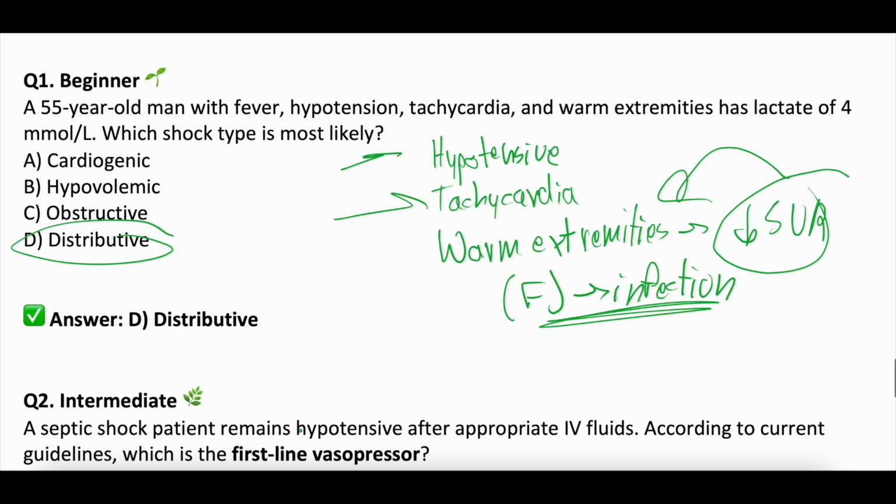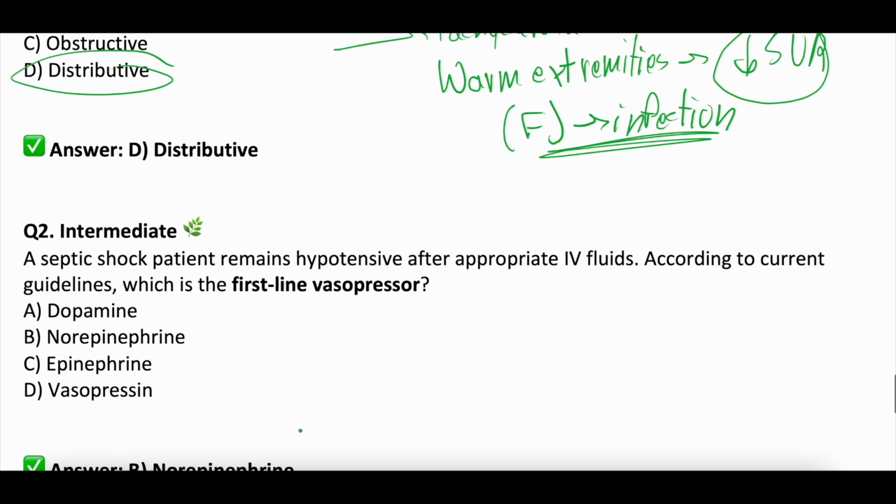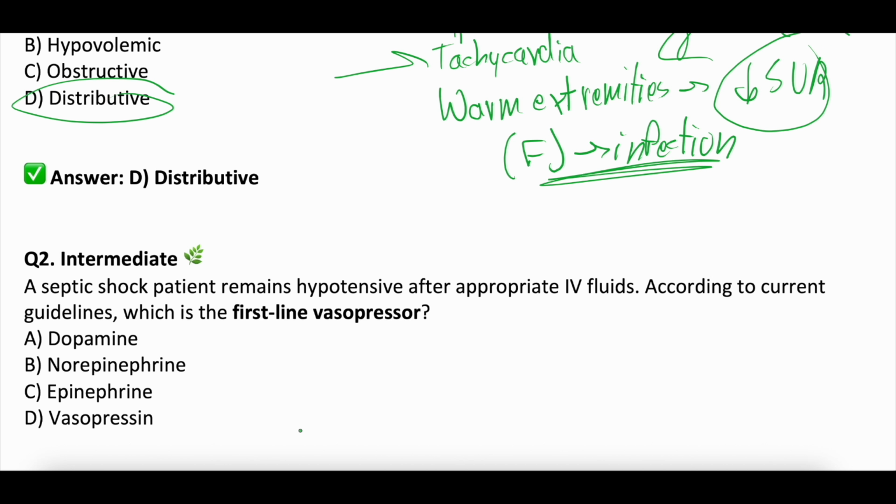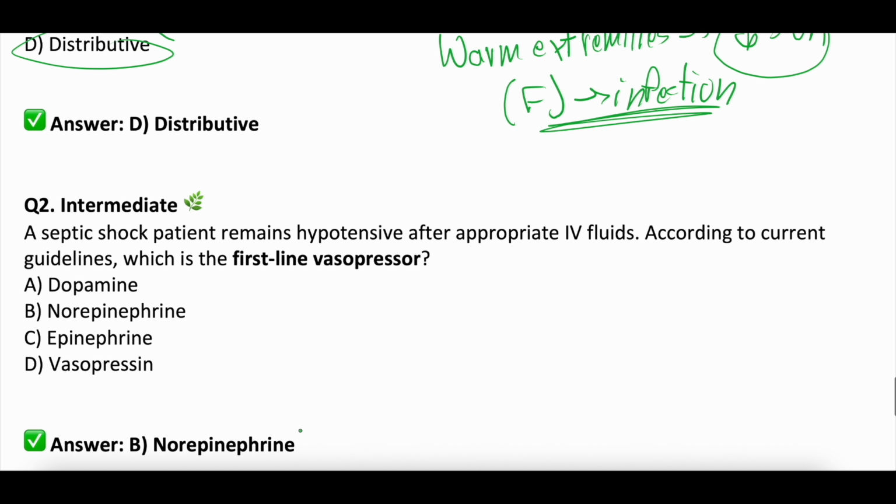All right, question number 2, intermediate. We keep previewing the answers. Apologies. A septic shock patient remains hypotensive after appropriate fluids. According to current guidelines, what is the first-line vasopressor? A, dopamine, B, norepinephrine, C, epinephrine, or D, vasopressin? The correct answer is B, norepinephrine.